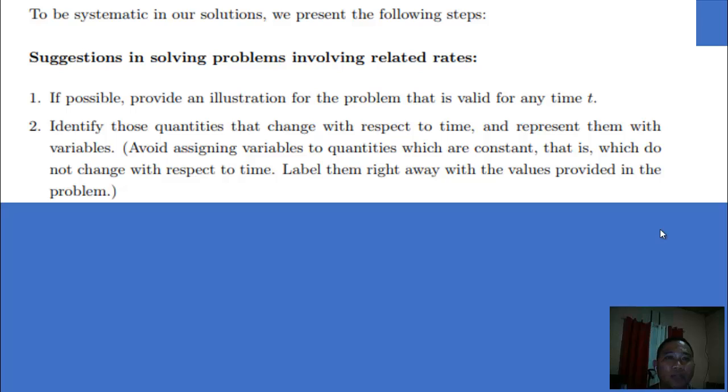In solving related rates, there are 8 suggested steps to follow in solving problems like this. So if possible, number 1, you have to provide an illustration for the problem that is valid for any time t. Identify those quantities that change with respect to time and represent them with variables. We have to avoid assigning variables to quantities which are constant, that is, which do not change with respect to time. Label them right away with the values provided in the problem.